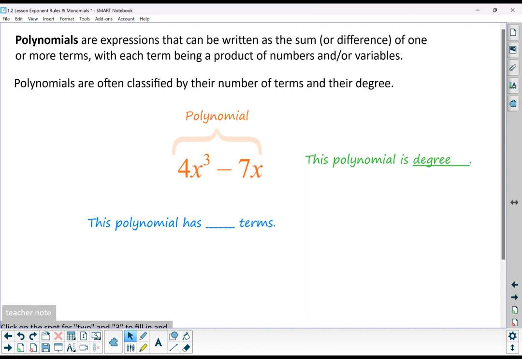So this polynomial right here has 2 terms, and there's a word for that we'll talk about on the next slide. But I have 2 terms. You can see the 2 terms are separated by that subtraction symbol. Terms in a polynomial are always separated by addition or subtraction. And then this polynomial is degree 3. So we're going to talk about those 2 definitions, the classification by number of terms and the degree.